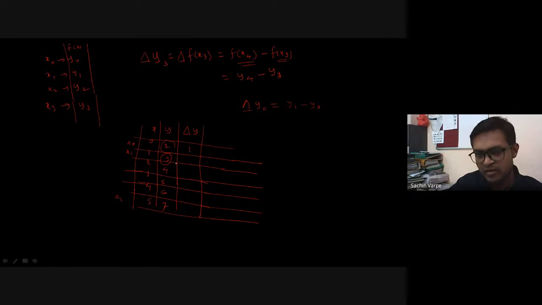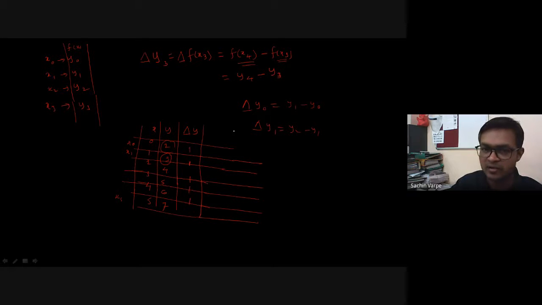1, right? Then 4 minus 3, because that will be delta y1. Delta of y1 क्या होगा, y2 minus y1. So how much will it be, 4 minus 3, 1. Again 5 minus 4, 1. Again 6 minus 5, 1. So this is just a coincidence. It will not always be 1.